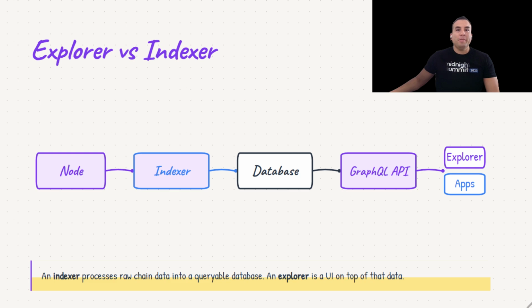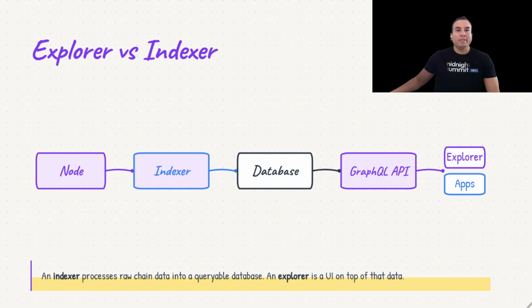Let's clear up the terminology because people mix this up all the time. An indexer is the engine. It connects to a Midnight node, processes every block as it comes in, extracts the structured data, transactions, addresses, fees, and stores it in a database. Then it exposes the data through a GraphQL API.